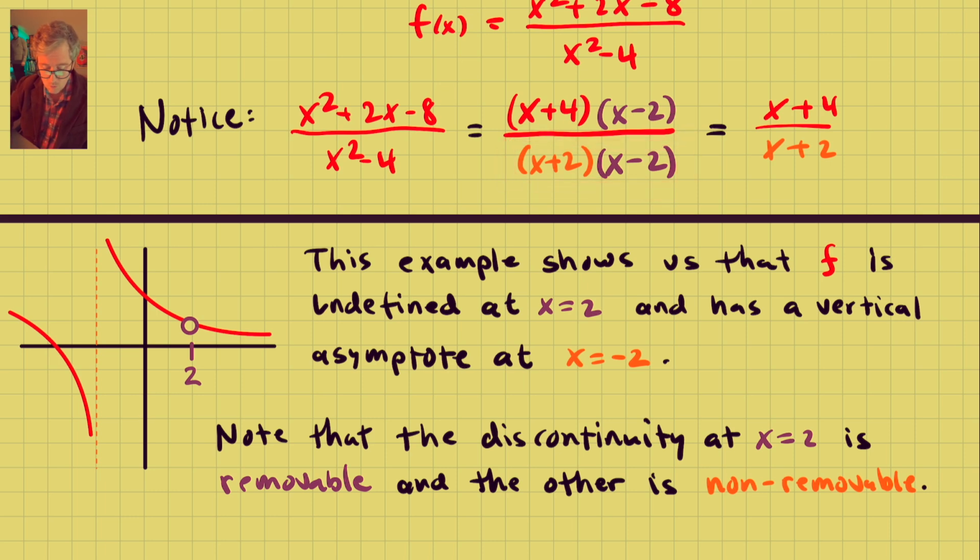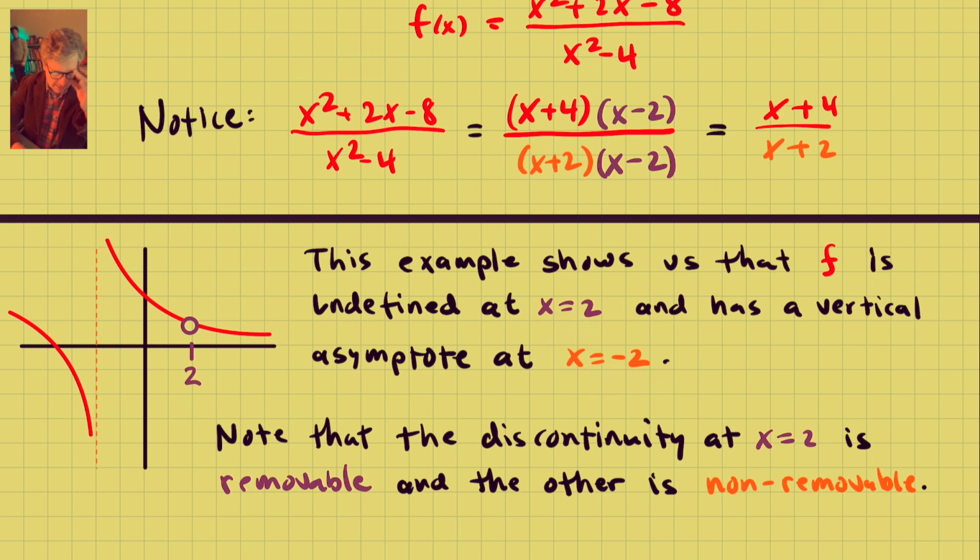Now, if it's a hole, it'll cancel with something in the numerator, or it'll be undone by something in the numerator. But if it's an asymptote, then you're stuck with it, which in this case, you can see is the case with negative 2. So negative 2 is the asymptote. We get asymptotic behavior here, and we get a hole here. Okay, so this example shows us that f is undefined at x equals 2 and has a vertical asymptote at x equals negative 2.